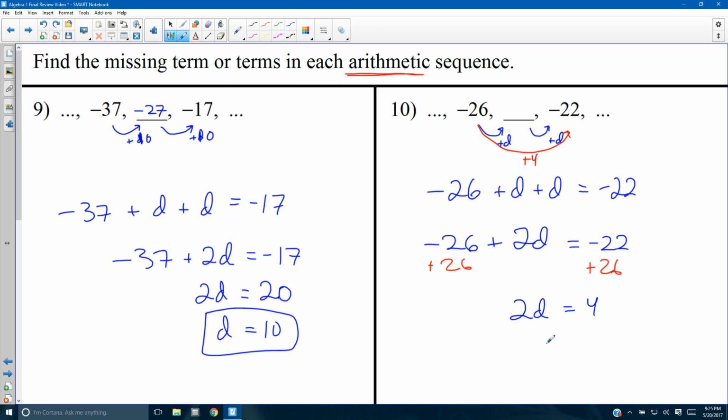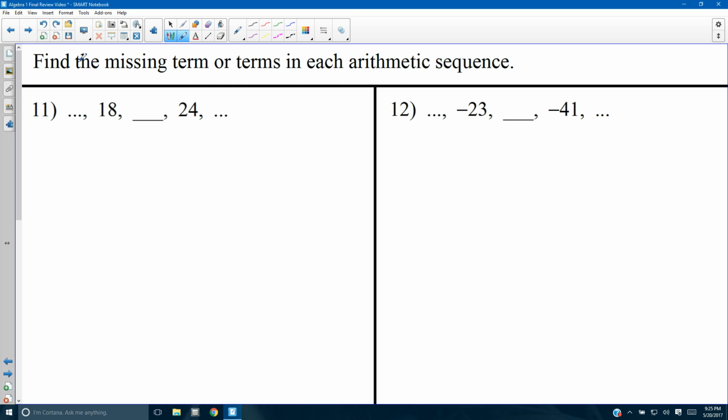We need half the distance. That's when we divide by 2. So the D value is 2. Half of 4 is 2. That adding 2 this way or subtracting 2 this way gives us negative 24. Okay? Arithmetic. And these two are arithmetic as well, apparently.